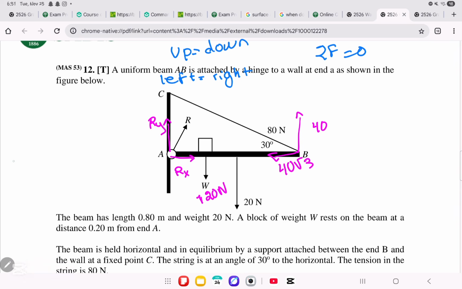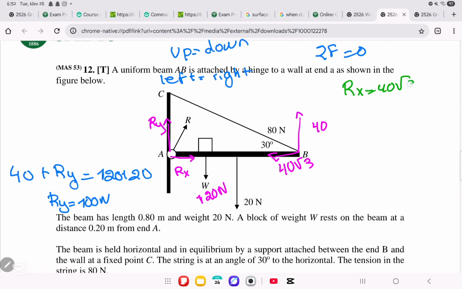It's going to be 40 plus Ry. Right, 40 plus Ry is equal to 120 plus 20. So after solving, you will get Ry is equal to 100 newtons. We found Ry, we can now find Rx. Everything left equals everything right. Rx is equal to 40 radical 3.